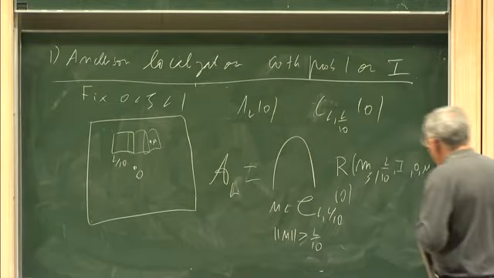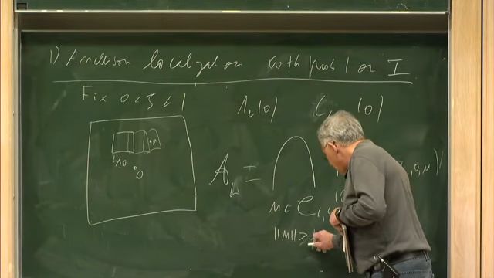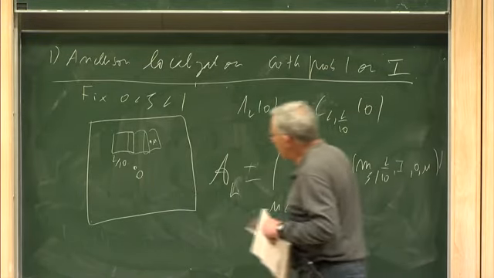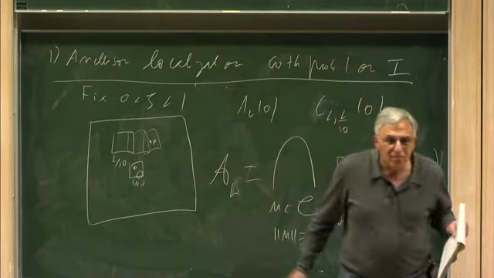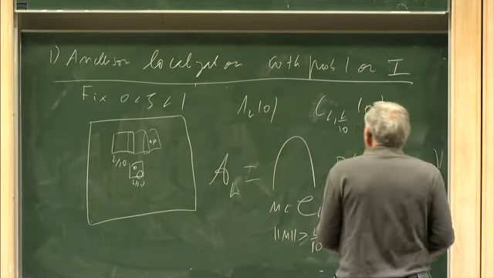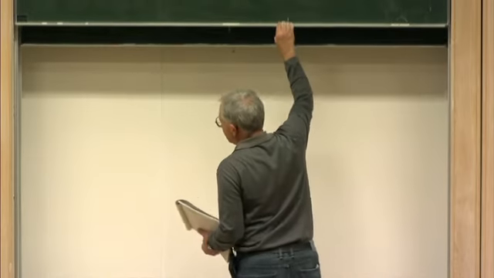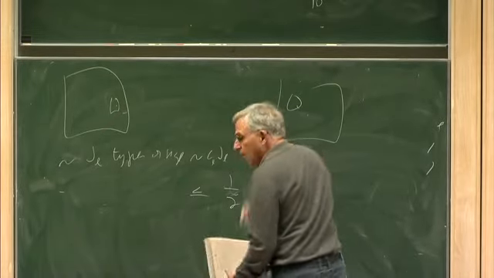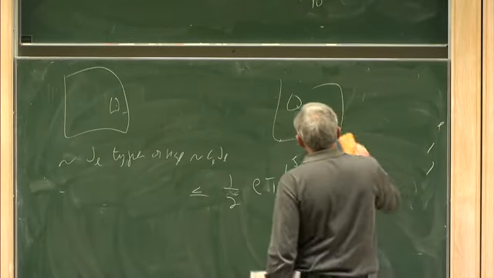And actually, I think probably L over 20 is enough. I just want these boxes to be disjoint from the box of L over 10 at the center. Probably L over 20 is enough, but I don't care. Okay, I can do that. And I can calculate the probability of the complementary event.